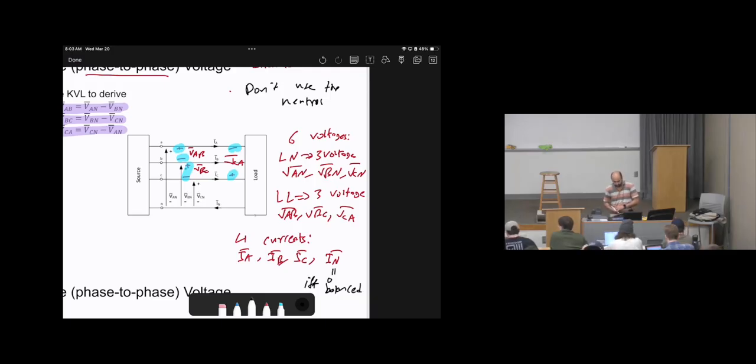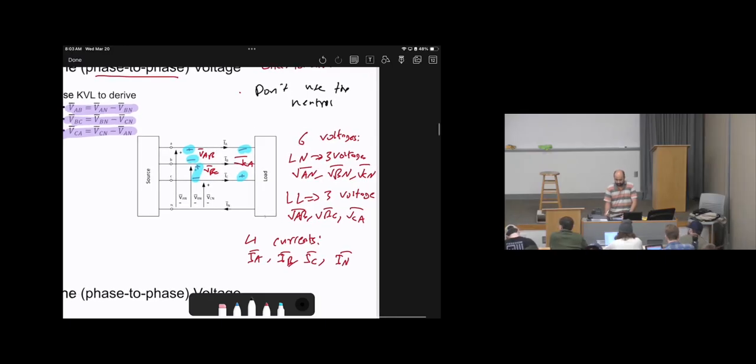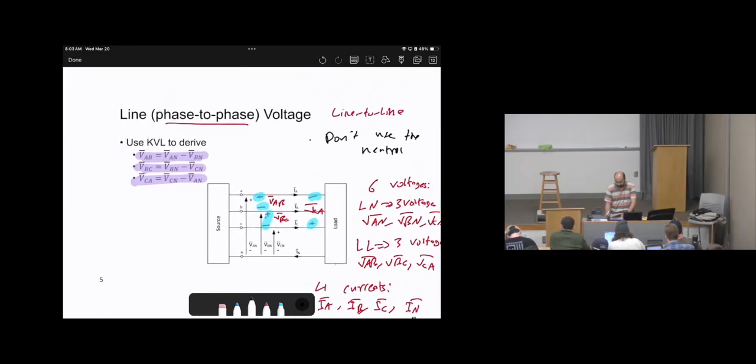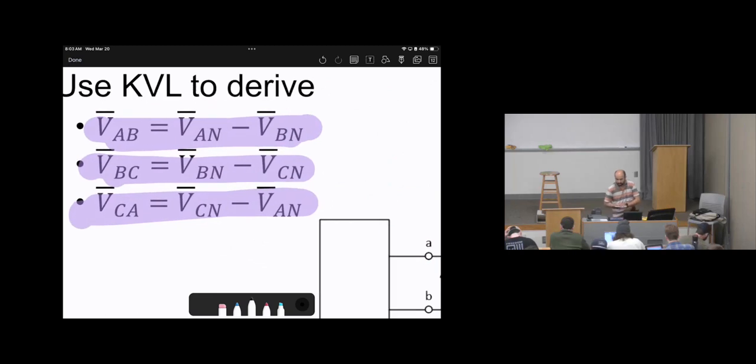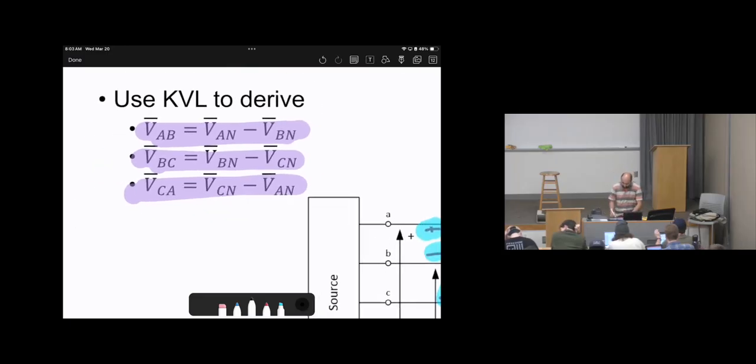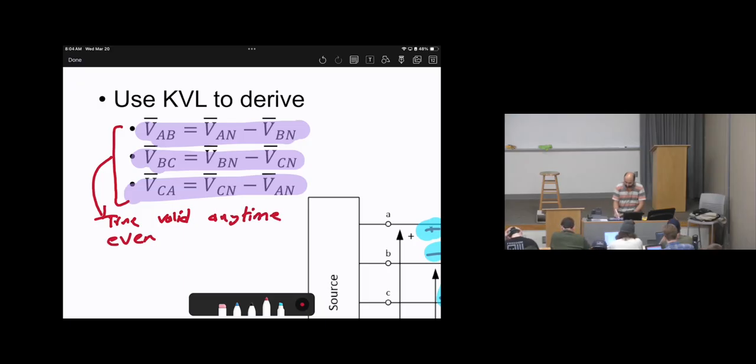Under a balanced situation, how do we calculate line-to-line voltages VAB, VBC, VCA? These are the formulas governing this. VAB equals VAN minus VBN, VBC equals VBN minus VCN, VCA equals VCN minus VAN. These 3 formulas, keep in mind, are valid anytime, even if the system is unbalanced.